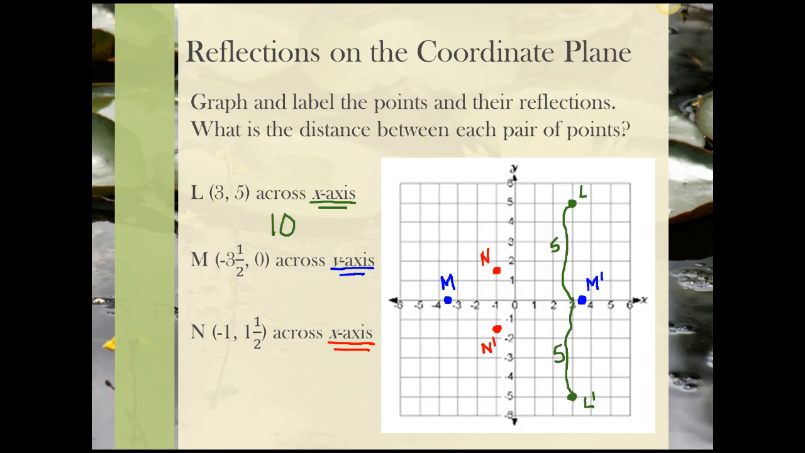M is 3 1/2 units away from the y-axis in both directions. We'll have 3 1/2 plus 3 1/2, and that gives us a total distance of 7 units. And finally, N is 1 1/2 units above the axis and 1 1/2 below. If we add 1 1/2 plus 1 1/2, we get a total distance of 3. We have successfully graphed 3 points and their reflections and found the distance between each pair of points.